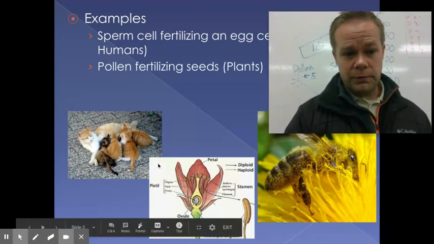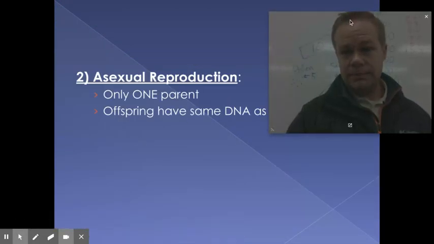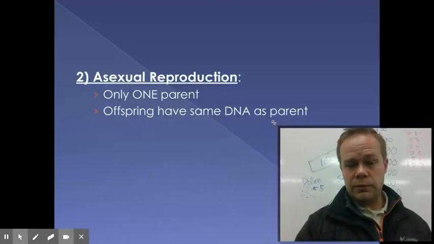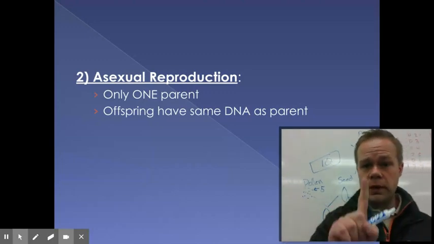Now, the other form of reproduction is asexual reproduction. Again, pause if you need to and write this down or get it from your slides. But asexual reproduction is different. There's only one parent.